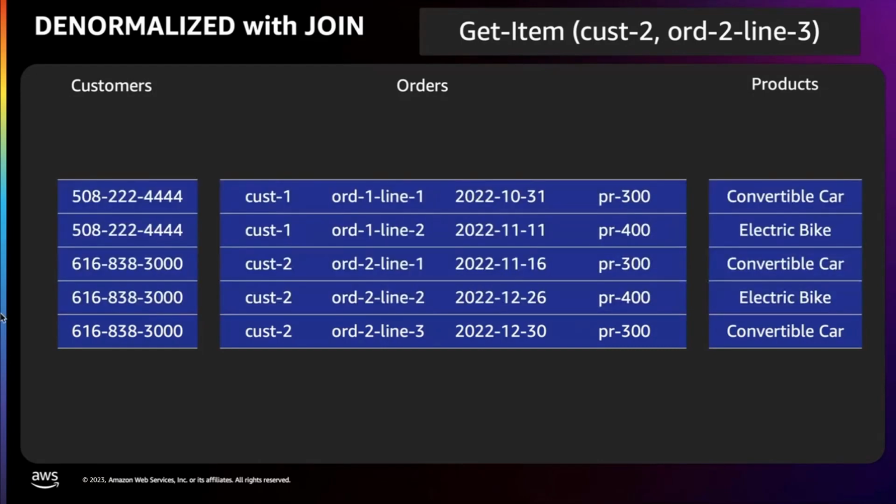But there's a con to this. The downside of doing this is all the duplicated rows here. And if you ever had to change the customer phone number or the product name, for example, you have more work to do to go and find those and change those. So let's look at a second approach now.